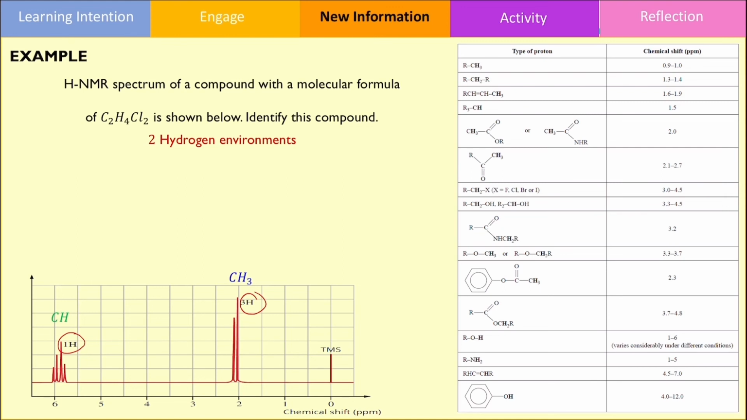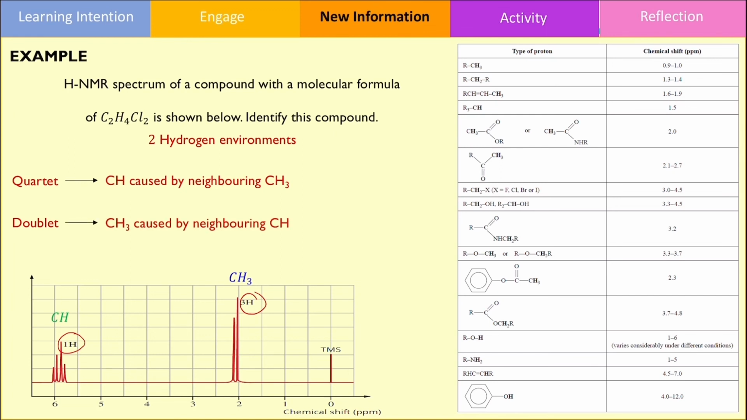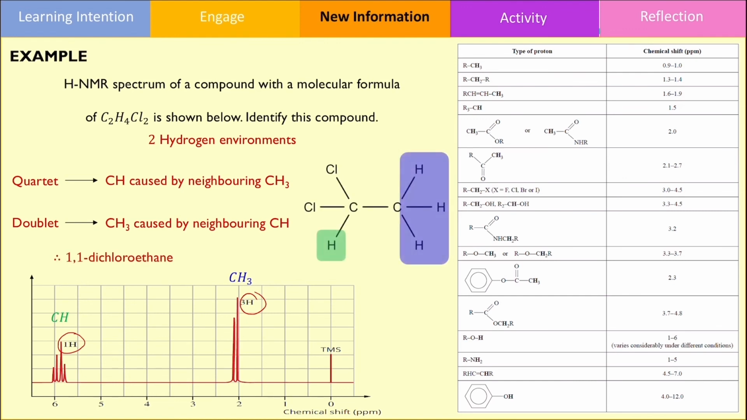Based on the splitting pattern, we can see that there's a quartet and a doublet. In order for us to produce a quartet, this particular signal must have 3 hydrogens on the adjacent carbon atom, and the doublet is caused by 1 hydrogen found on the adjacent carbon atom. So this is what's causing these peaks, and using a trial and error approach and the information that we've collected, I know that this compound is going to be 1,1-dichloroethane.